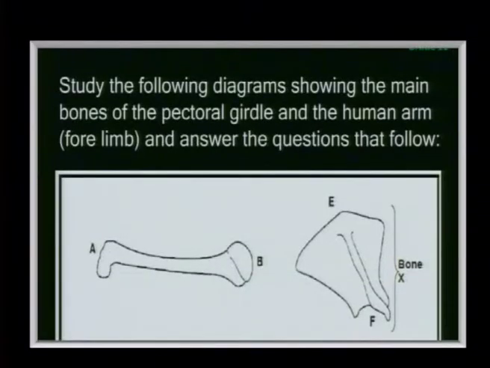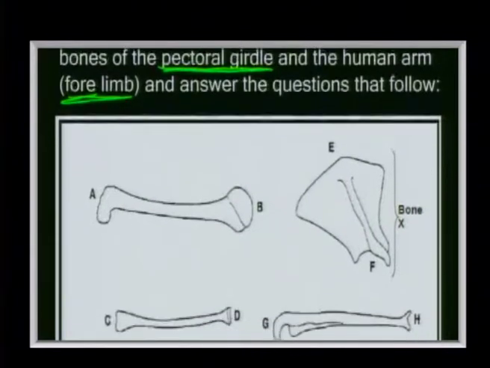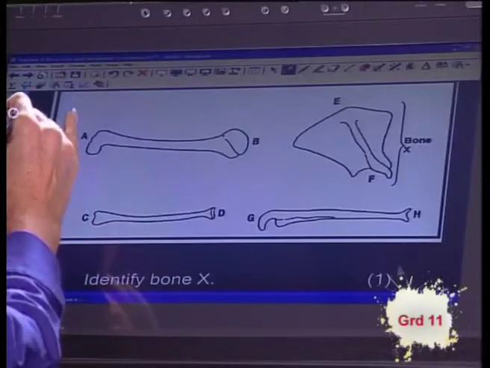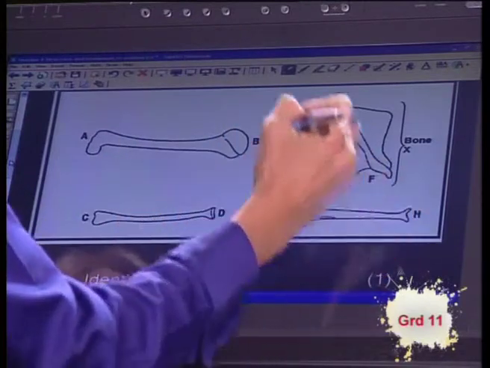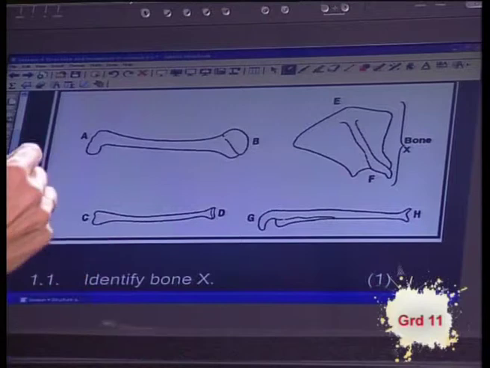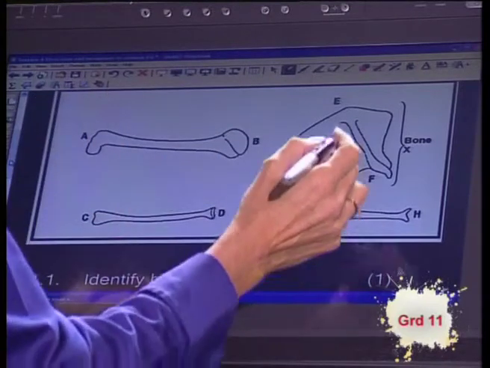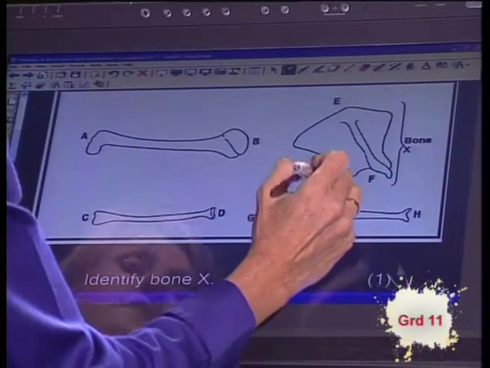Let's look at question 1. It says, study the following diagram showing the main bones of the pectoral girdle. Okay, pectoral girdle immediately tells us it's our upper girdle, and the human arm, which is the forelimb, and answer the questions that follow. Okay, we've got A, B, we've got C, D, G, H, and E, F. Okay, now clearly those aren't labels. So bone X, that's the scapula.